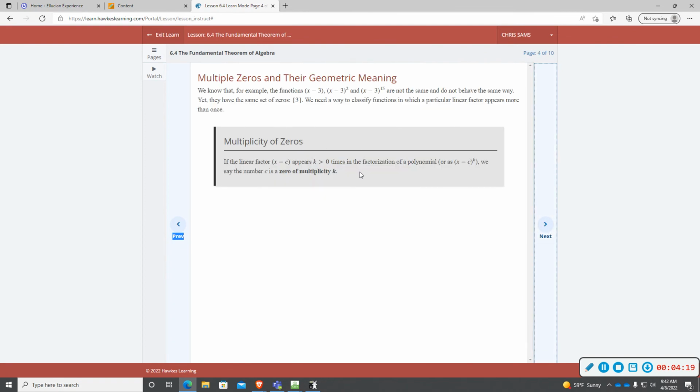So the multiplicity of a zero is the exponent on that linear term. Right here we have x minus 3. It has a multiplicity of 1. It doesn't have an exponent, so it's understood to be a 1. For this term, which is separated by a comma, it's the same, x minus 3. This one would have a multiplicity of 2, which means that zero would work twice if you were doing a factoring method. And then here, the multiplicity would be 15. So that's what this is saying. It has a zero of multiplicity k.